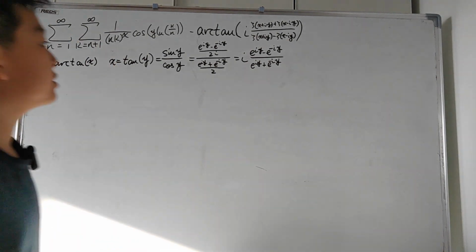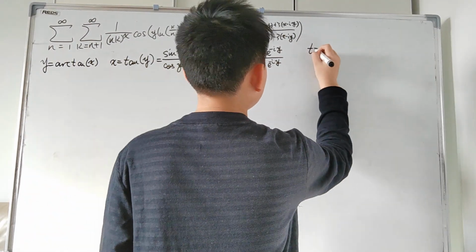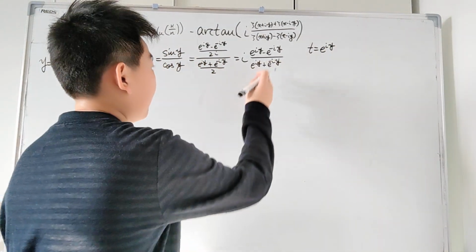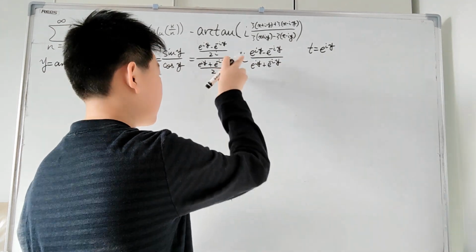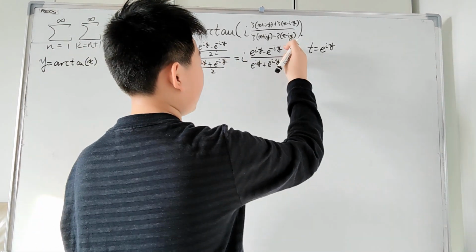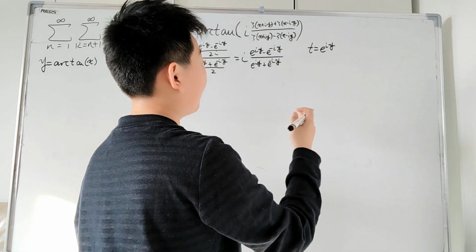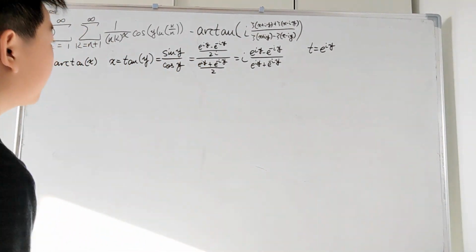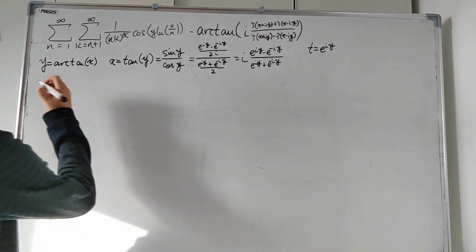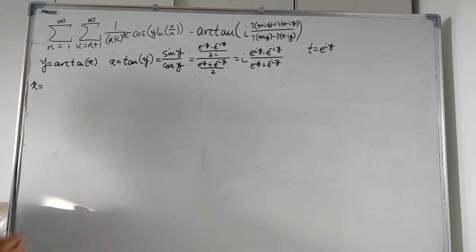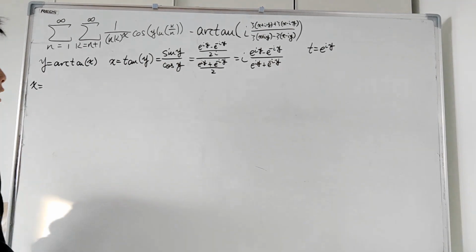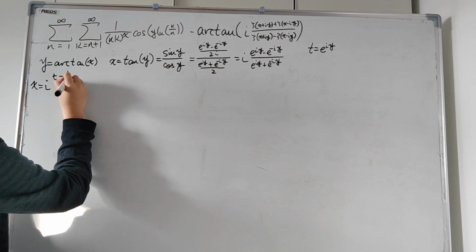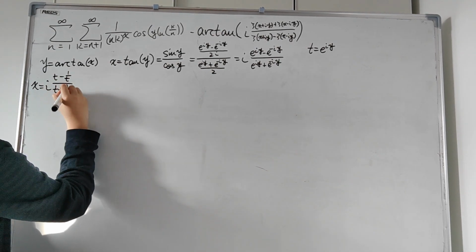Now we're going to do substitution. We're going to let, say for example, t be equal to e to the iy. Basically what that means for us is that now this is just t. These are just t's all around. And then what we have here is 1 over t, because the exponents are negative. And so we have here x. Your x is going to be equal to i times t minus 1 over t over t plus 1 over t.